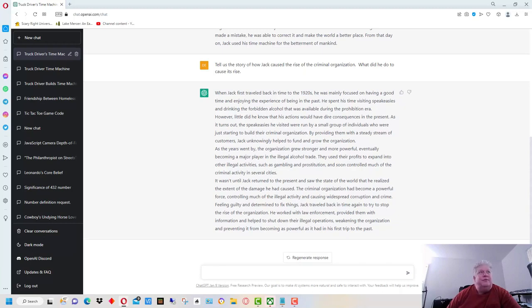It says, as the years went by, the organization grew stronger and more powerful, eventually becoming a major player in the illegal alcohol trade. They used their profits to expand into other illegal activities such as gambling and prostitution, and soon controlled much of the criminal activity in the cities. It wasn't until Jack returned to the present that he saw the state of the world and realized he'd caused it. Okay, so let's stop there and let's look at this.